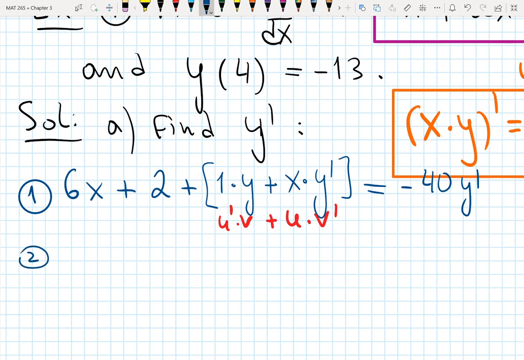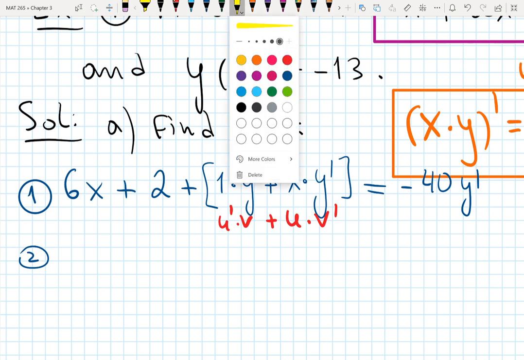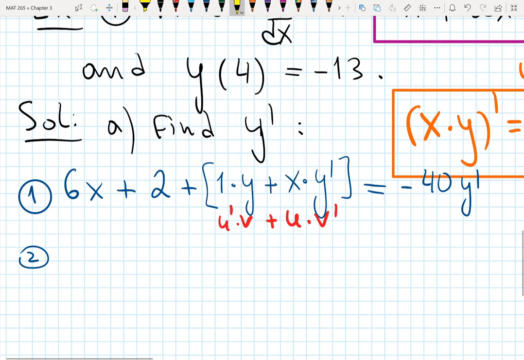Step 2 says, identify all y primes and move them to the left. Everything else is garbage. Move it to the right. So that's what I do. I'm going to identify all my pieces with y prime. I will take a yellow color. This is the piece with y prime. The whole piece will move to the left. I will move it to the left-hand side. This piece should be moved. Everything else, I don't like it. I will move it to the right.